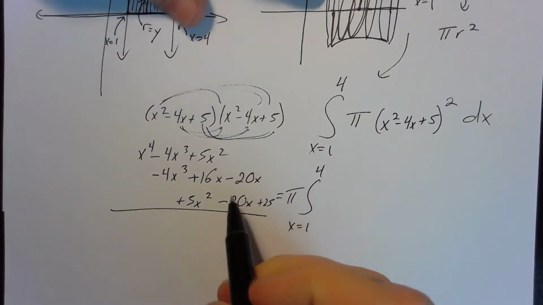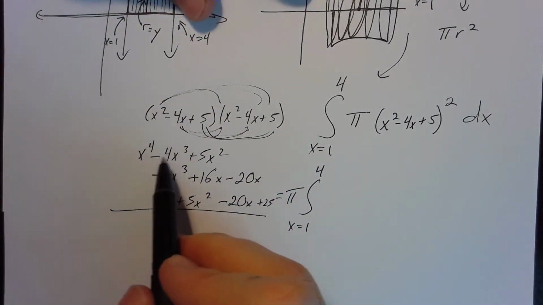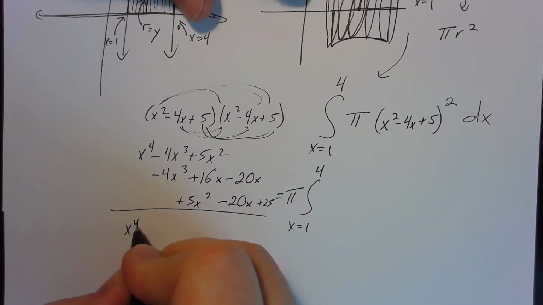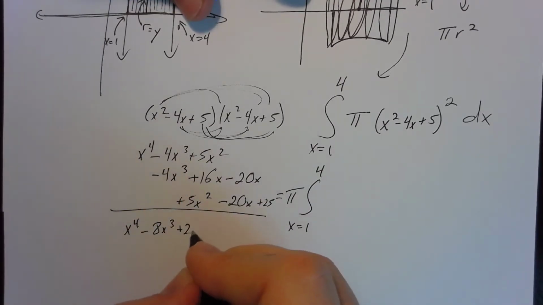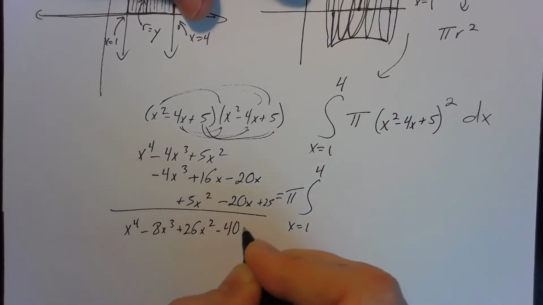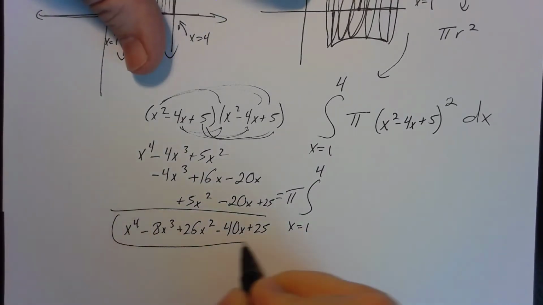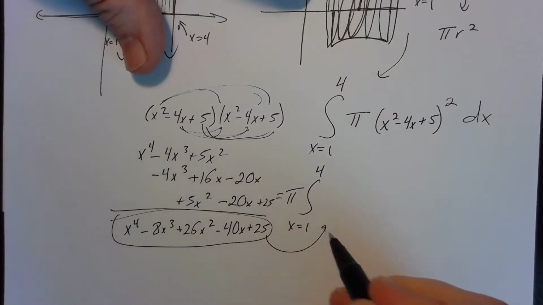When I add all these together, and you'll notice how when I wrote these out, I wrote them out scaffolded so that I have x to the 4th minus 8x cubed. I can simply combine all the like terms. There's 26x squared, minus 40x, and then plus 25. So this right here is the function that is going to go back into that integral.